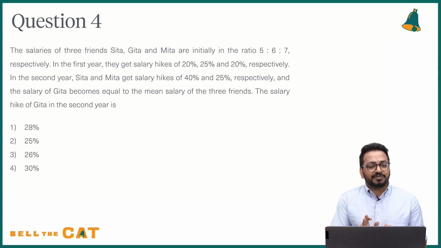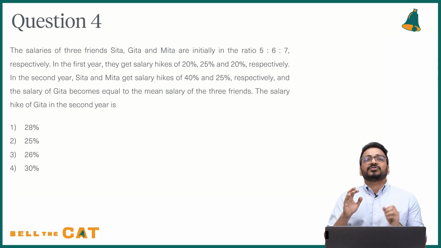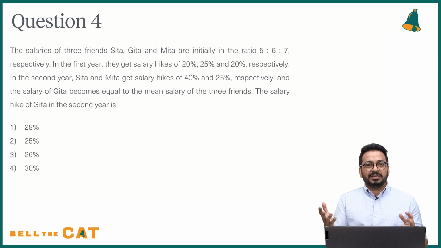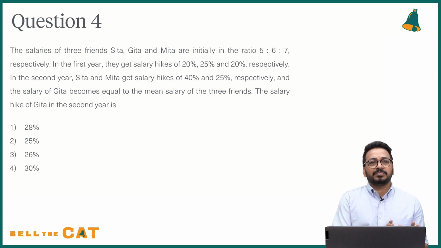The salaries of 3 friends, Sita, Geeta and Meeta, are initially in the ratio 5:6:7. So, you know the initial ratio. In the first year, they get salary hikes of 20, 25 and 20. So if I take 5x, 6x, 7x, then every year I know the hike that they got. So at the end of first year, whatever the salary is, I can calculate it in terms of x. Second year, Sita and Meeta get salary hikes of 40 and 25.